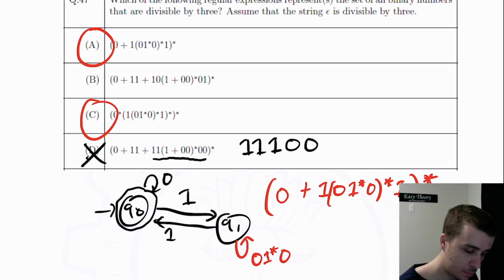I'm just trying something. So let's say we do 1, 0, 1, but that's 6.